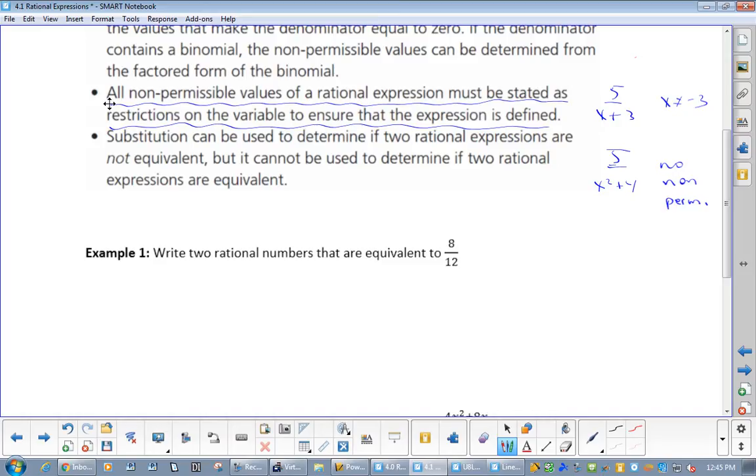Now, substitution can be used to determine if two rational expressions are not equivalent, but it cannot be used to determine if two rational expressions are equivalent, and we'll get into that later. Now, the first thing we're going to talk about is equivalent, okay?